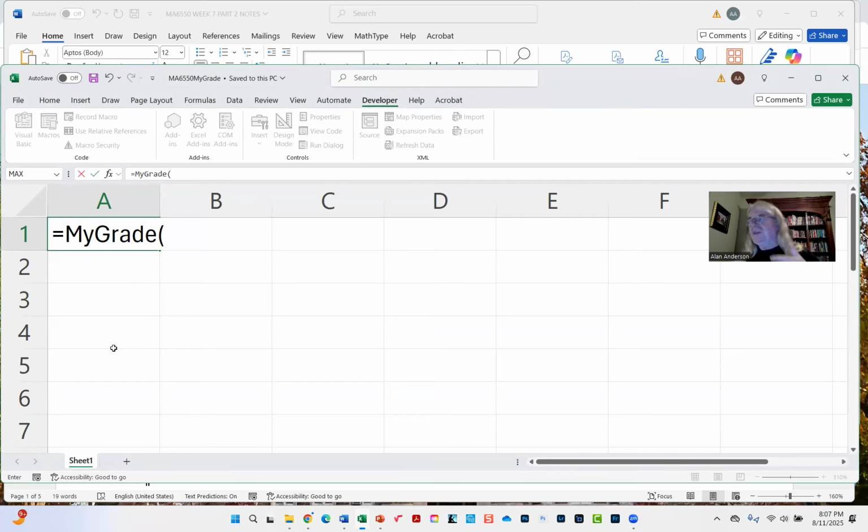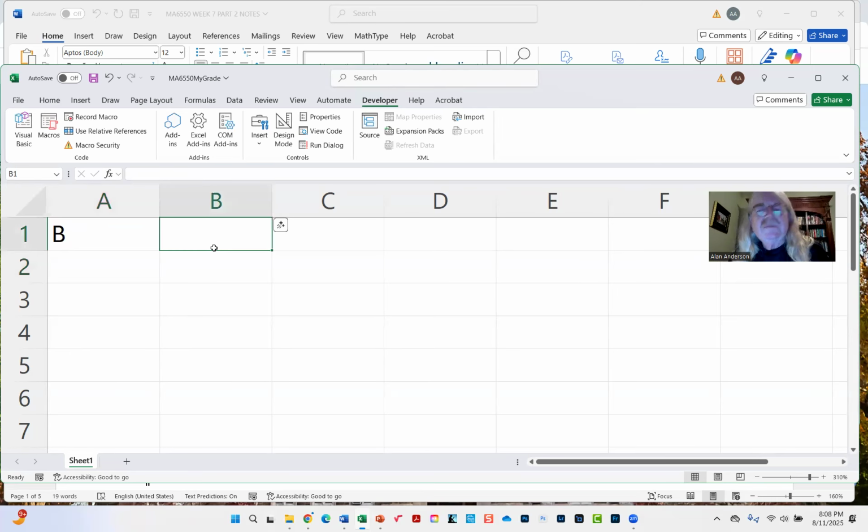And now the only unfortunate thing is it doesn't remind you what information it needs. If it's an Excel function, it'll have a little word in there. It'll say, oh, by the way, you need this, this, and this to make this work. If you're using your own functions, you have to remember yourself what belongs in there. You just have to remember what you're supposed to do. So in this one, I'm going to give it a grade of 88. That's my average. And it will say, oh, you mean B.